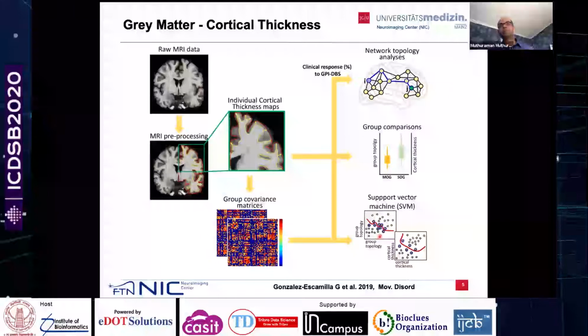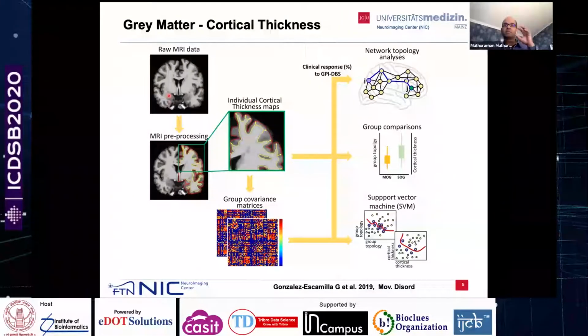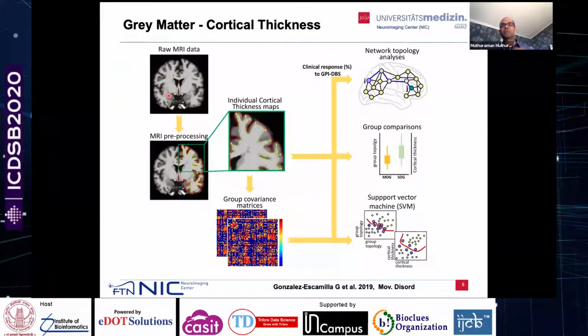So this is MRI data we get from the patients. This is done before the operation. And then what we do is we try to disentangle each of these regions and then try to estimate something called cortical thickness, which simply means how thick the cortex is in this person. And using this parameter, we then develop correlation matrices and use this for group comparisons, to see whether there is a group of people who have a very good outcome after this DBS, how the thickness in that group compares to a group where the outcome is not that good.